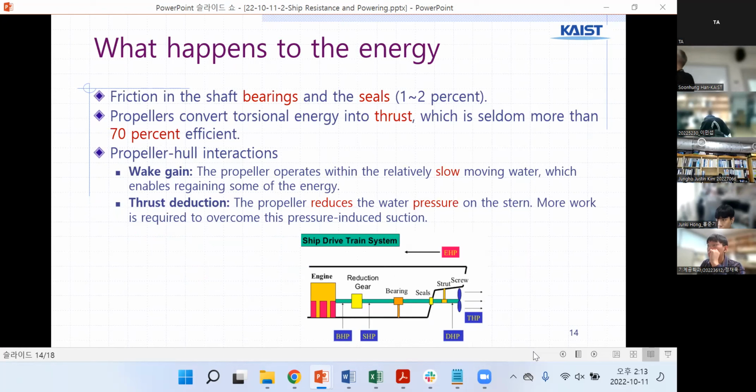So again, there are so many energy losses. The friction, shaft bearing. This is the engine, BHP, braking horsepower, shaft horsepower, delivered horsepower, thrust horsepower, and then effective horsepower. Say again, we call this a drivetrain system. Then losses come from gear, bearing, and sealing, and strut, and screw. So 70%, wake is something like this one, wake gain, and thrust reduction. There are so many items, right?